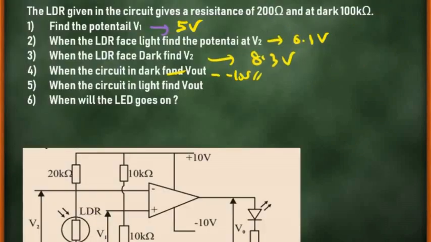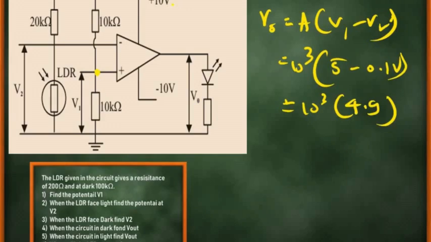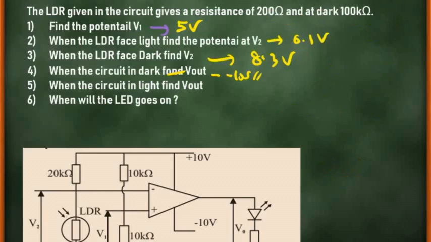Let's find our answer. At light it's 0.1 V2 value, right? So let's update our value, 0.1, right? So again 10 to the power 3 into 4.9, it's a very high value but positive. So positive maximum is 10 volt, plus 10 volt. That's our answer. Right, now it's plus 10 volt. Let's put our answers. Plus 10 volt, right?